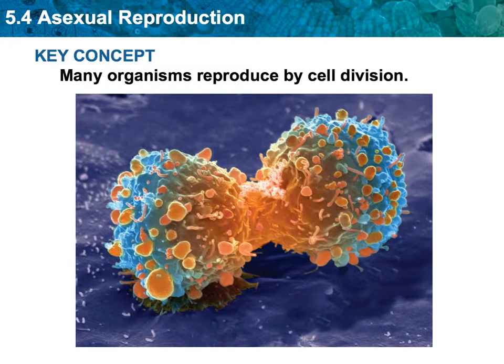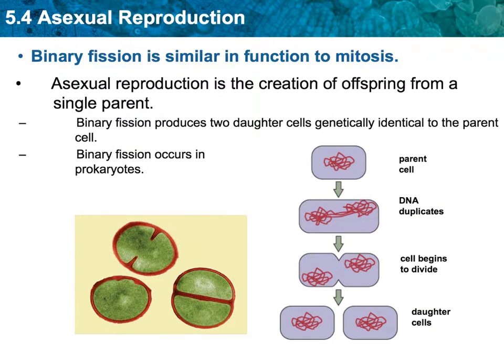So the main topic is asexual reproduction, where you have the essential question. You're going to write down the key concept. Many organisms reproduce by cell division. All right, so there are two main types of reproduction that most organisms on the planet take part in.